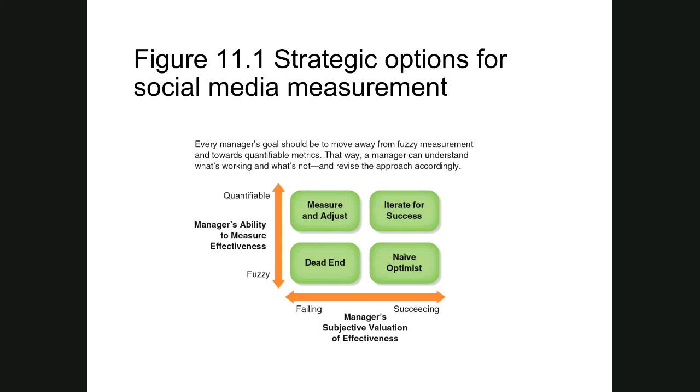The goal, though, is to move away from qualitative things to quantitative things, or this slide calls it fuzzy measurement, toward quantifiable metrics. But you can see if it's quantifiable, then you can actually get some figures, you can adjust it. Or if something's really working, you can do it again and again and again and get it better.